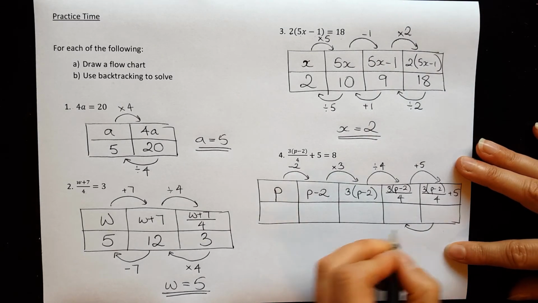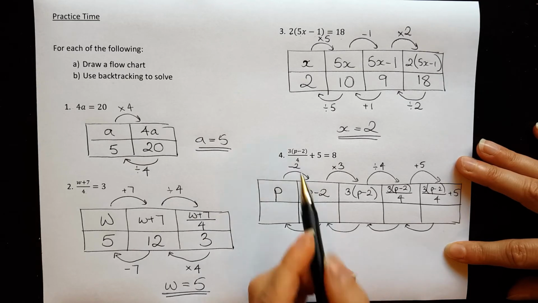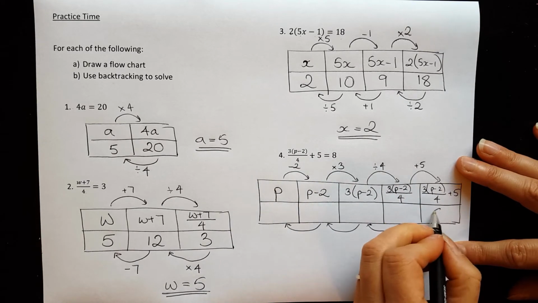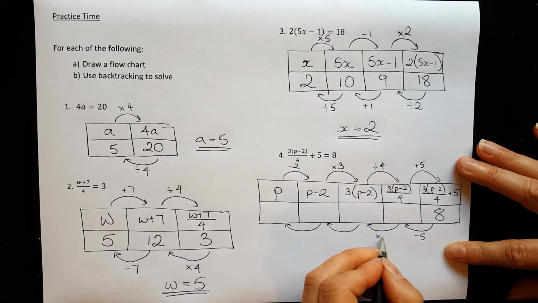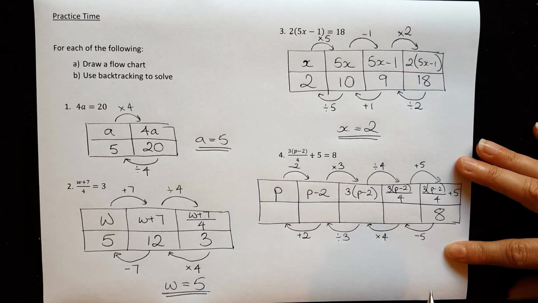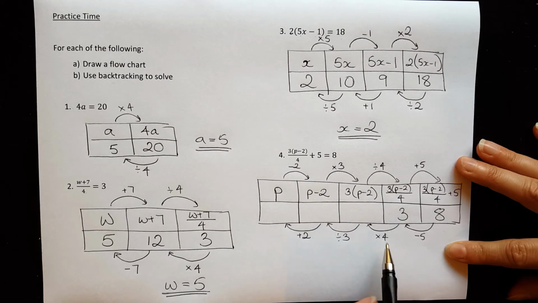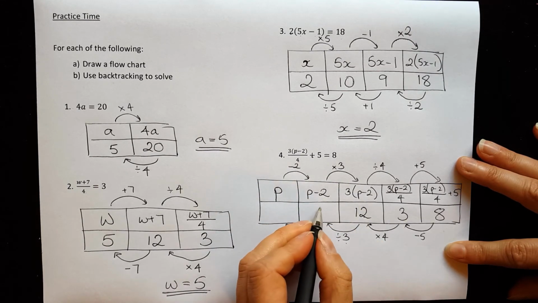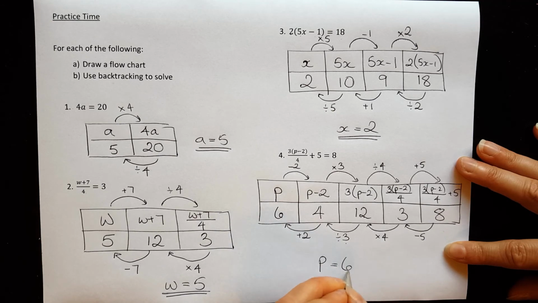Okay, now let's do the backtracking. This expression is equal to 8. Our inverse operations are minus 5, times by 4, divide by 3, and plus 2. 8 minus 5 is 3. 3 times 4 is 12. 12 divided by 3 is 4. And 4 plus 2 is 6. p is equal to 6.